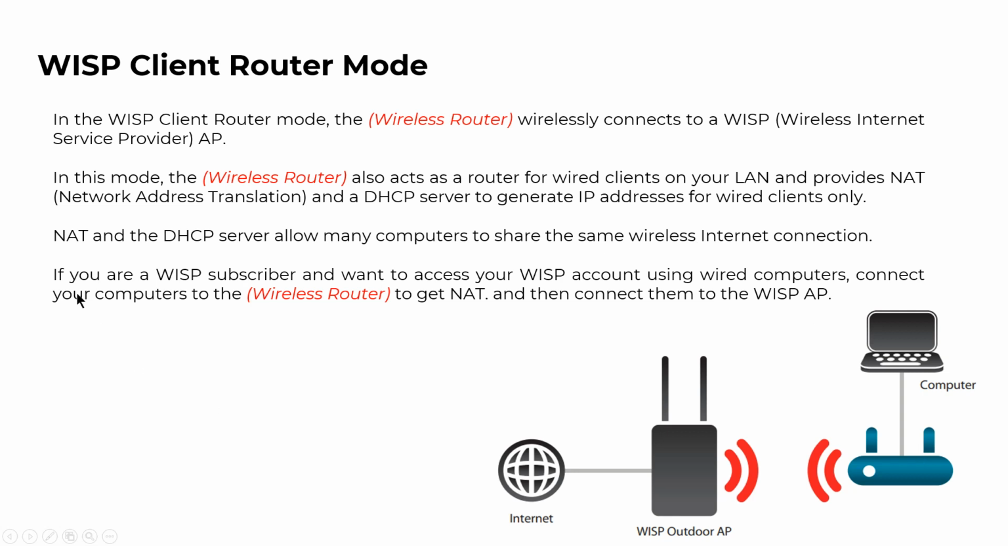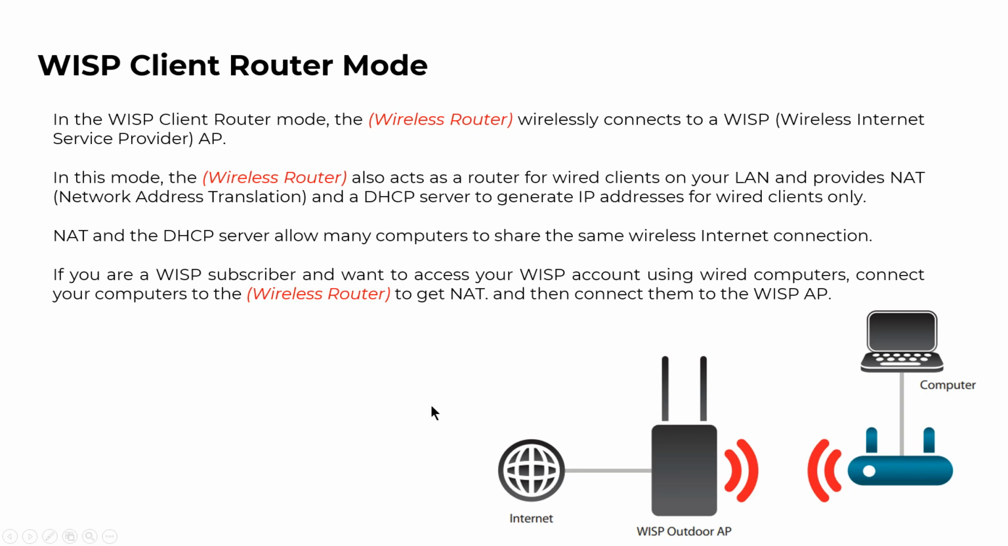Okay, so if you are a WISP subscriber and want to access your WISP account using a wired computer, connect your computer to the wireless router to get NAT and then connect them to the WISP AP. So this device will be connected to this WISP outdoor AP, and in the home we can access our internet connection.